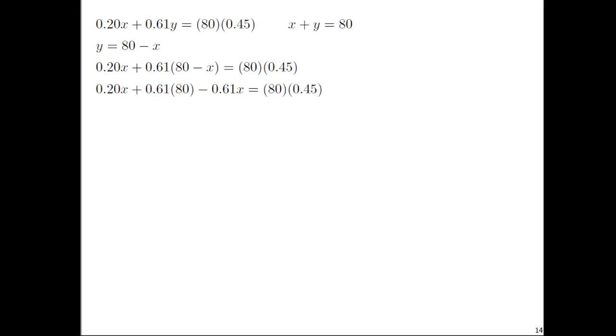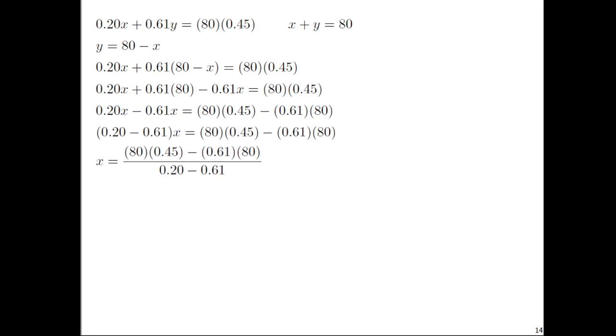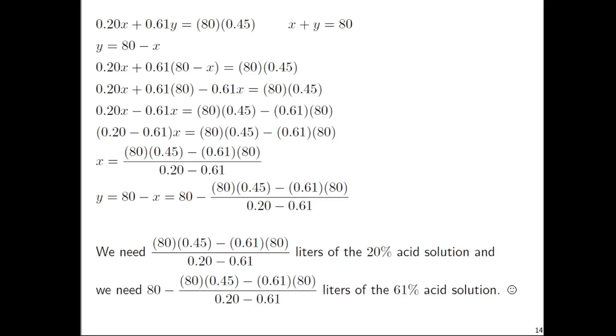So distribute the 0.61. You'll notice that the left side has 3 terms, 2 of which have x. Let's take the one term that doesn't have x and subtract that on both sides. Now every term with x is on the left side, every term without x is on the right side. Factor out the variable, divide both sides by 0.20 minus 0.61. And now we have x all by itself. Y, by the way, was 80 minus x, so this should be 80 minus that very large fraction. And the question, if you go back, was how many liters of the 20% acid solution and how many liters of the 61% acid solution? So it sounded like one question, but it was asking for 2 things. And so here's how we'll write them. We need that fraction, liters of the 20% acid solution, and we need 80 minus that fraction, liters of the 61% acid solution.